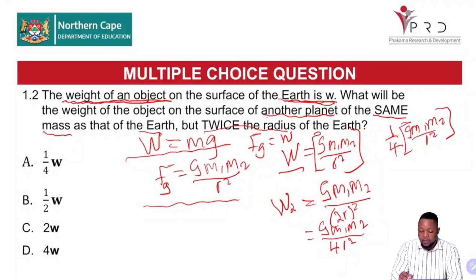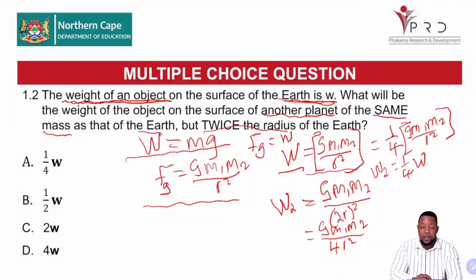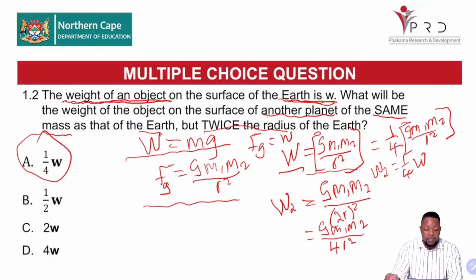Now we know this bracket. We have seen this bracket from here, that bracket is equal to W. Therefore, we can tell that the new weight is now going to be 1 over 4 W. Remember, the bracket is W. Then we will be able to choose the answer. What are the options? Option A says 1 over 4 W. That's what we got, and that is our answer. And that is how we can use the data sheet to work out the answers on the multiple choice questions.